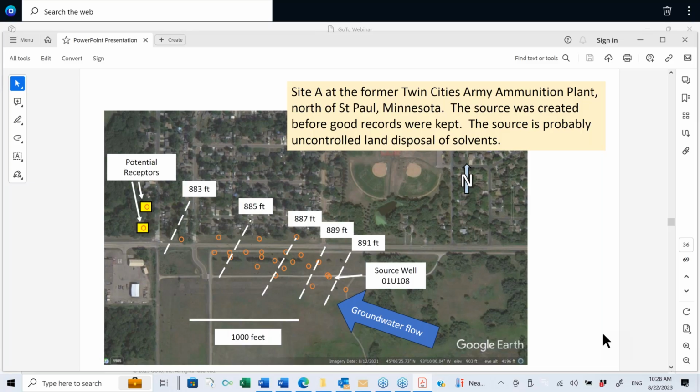Okay, here's our second site. This one is at the former Twin Cities Army Ammunition Plant near St. Paul, Minnesota. Right at the northern edge of the facility, they had a plume of contamination move off the facility into a residential neighborhood. So what you see are the monitoring wells, 2 receptors of the plume, and some groundwater elevation isopleths.